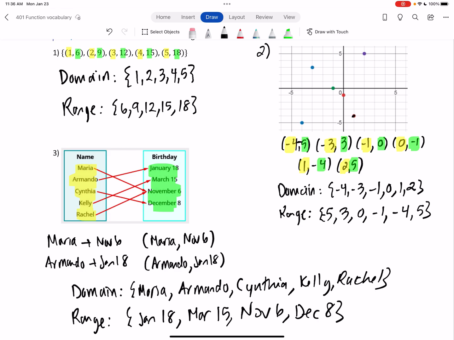Now, if any of these people didn't have an arrow leaving them, say there was no arrow leaving Maria, we would leave them out of the domain. Same thing with those birthdays. If any of those dates did not have an arrow coming in, so for instance, nobody had a birthday on January 18th, we would not list that in our range.